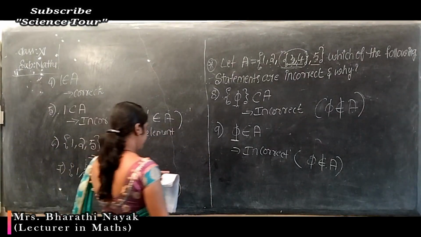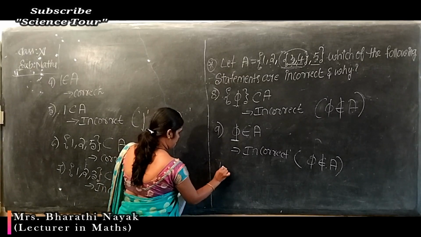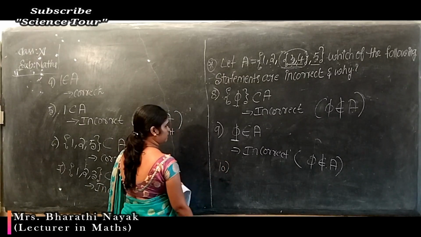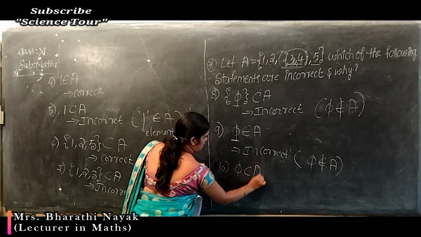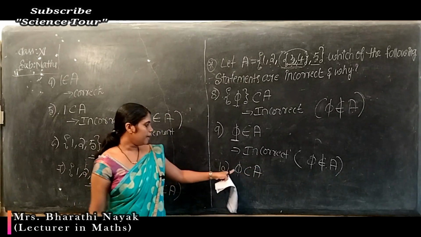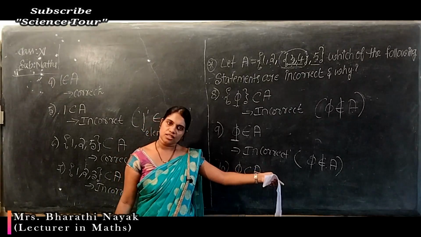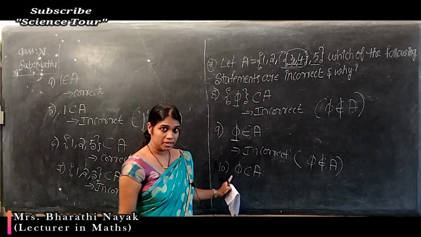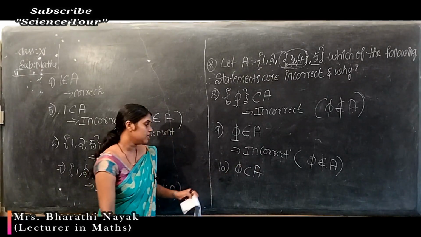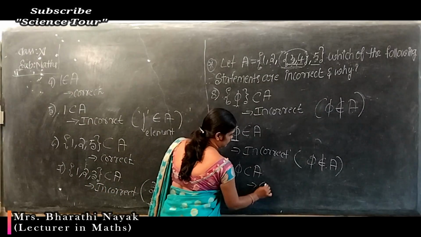Next, 10th one. Is it correct? Empty set is a subset of A. Yes, this is correct. Empty set will always be a subset, isn't it? So, this is correct.